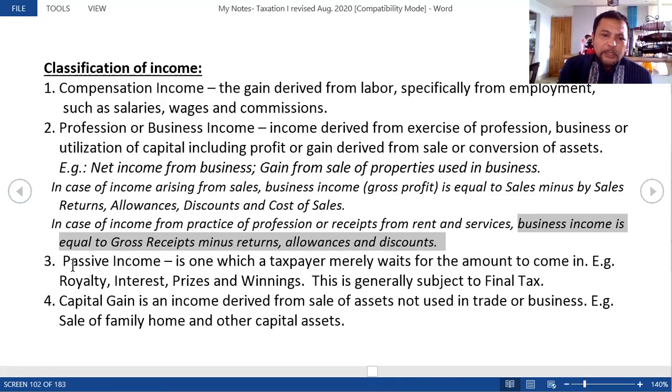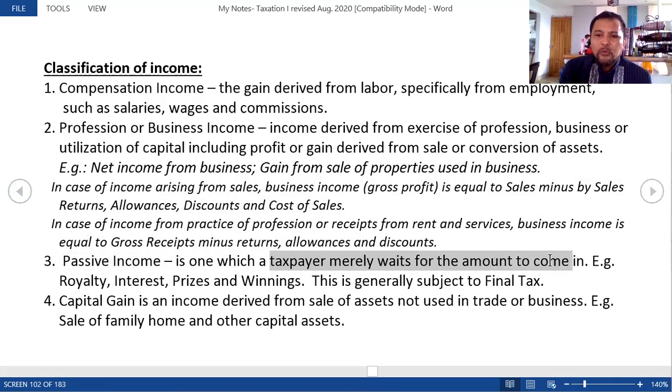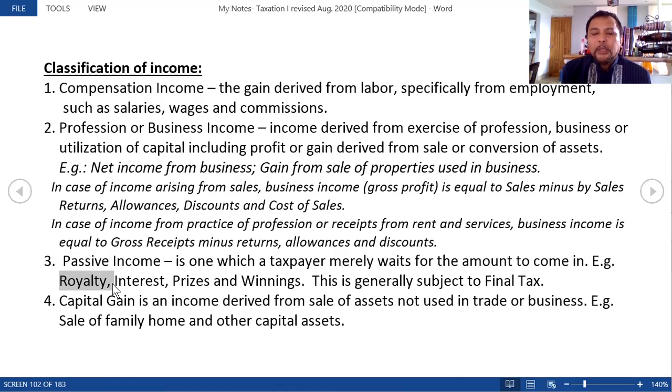And then we have another classification of income, which is the passive income. So here the taxpayer merely waits for the amount of income to come in. Like royalties. When is royalty earned? These are composers of songs. So like John Lennon and Paul McCartney, they have written more songs than any composers.